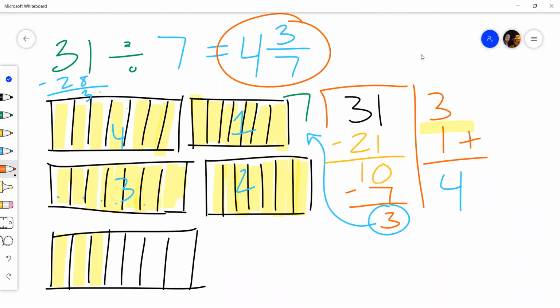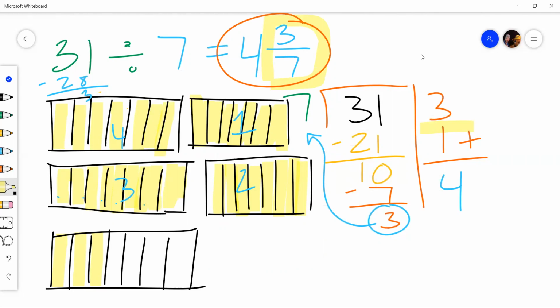how we interpret that in a story problem, right? Like if it was something like, you had 31 kids and you're going to put 7 on a bus, how many buses do you need? Well, you're not going to say, oh, I need 3/7 of a bus. That doesn't make sense, right?